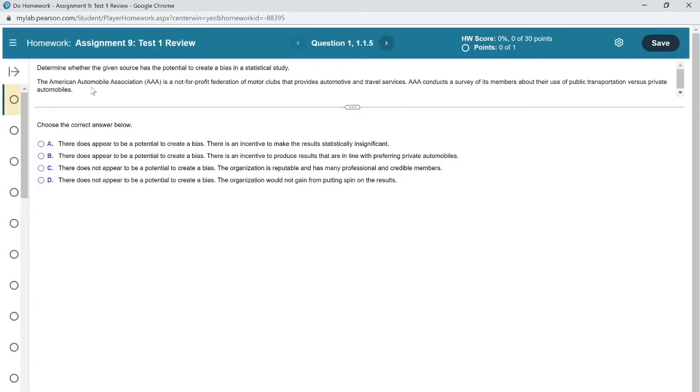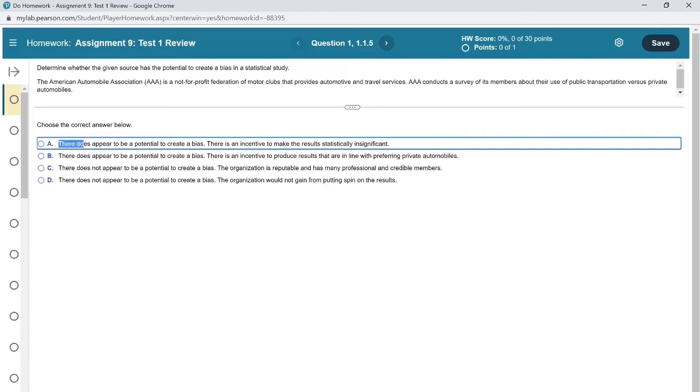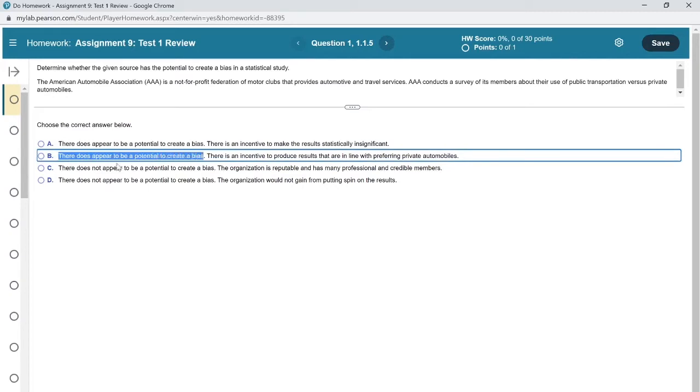Okay. So what is the source that has the potential to create the bias? Let's read the options given here. There does appear to be a potential to create a bias. Yes, there is a bias. So there are two options you have, the first one and the second one, which create a bias. C and D, they say there is no bias. So the answer should be either A or B.